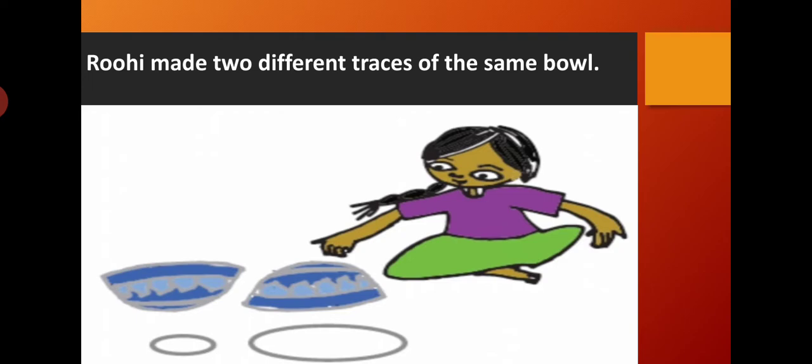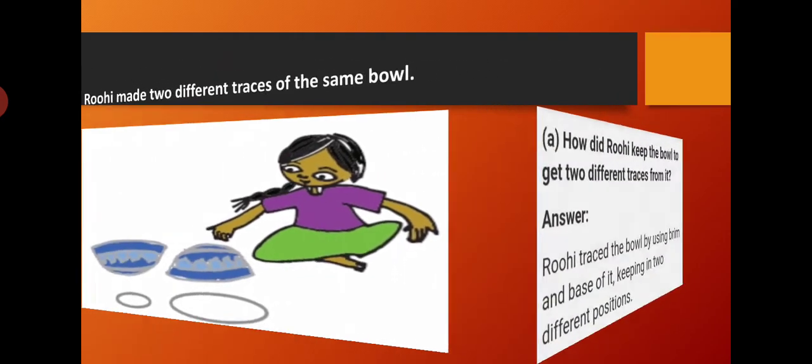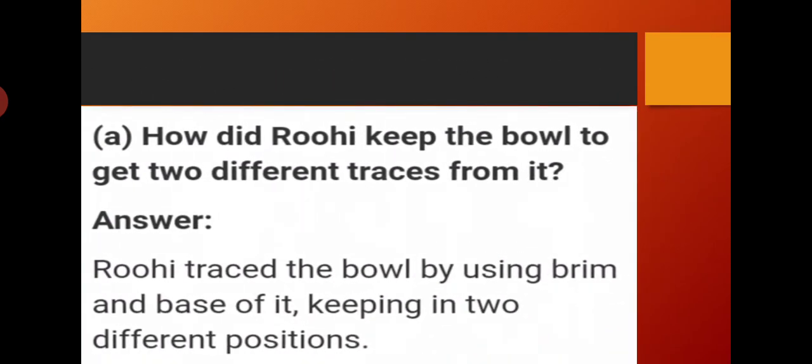Ruhi made two different traces of the same ball. So here, Ruhi, she had made two different traces of the same ball. You can see two traces. Now the question is, how did Ruhi keep the ball to make two different traces from it?